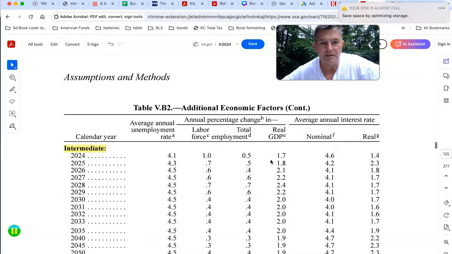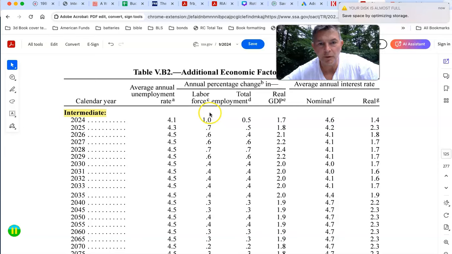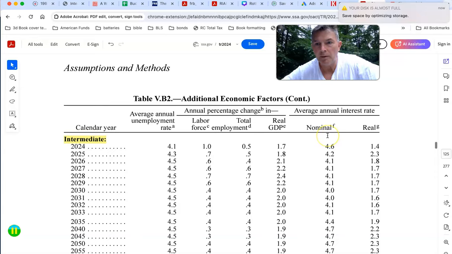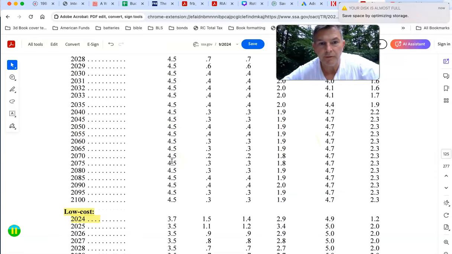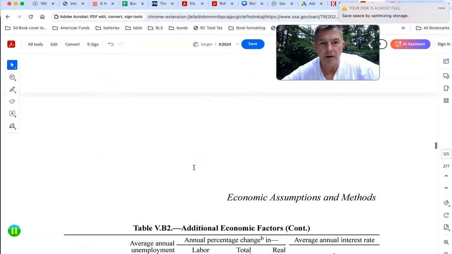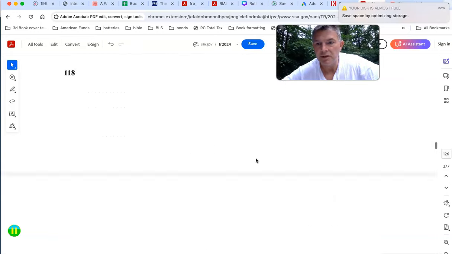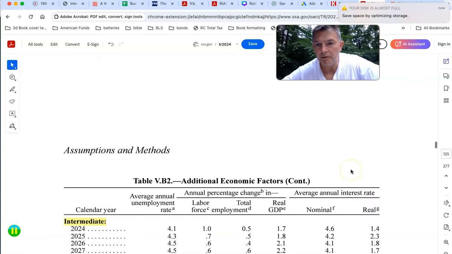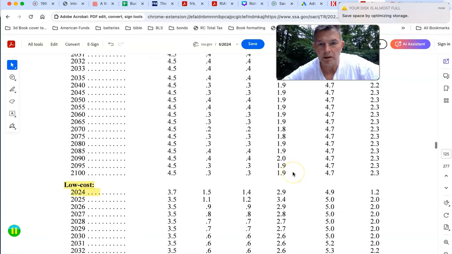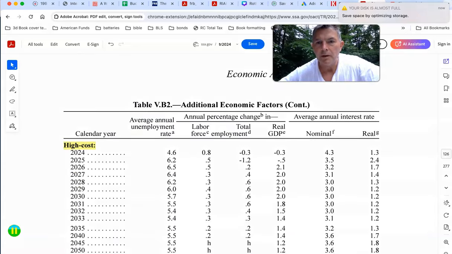I got other stuff in here that's just fun. Additional economic factors. I just enjoy this very much. Labor force participation, total unemployment, real GDP, real net of inflation, nominal interest rates, real interest rates, unemployment rates, intermediate unemployment rates 4.5, low cost is 3.5, high cost is 5.5. And you can see the GDP right here. There's COLAs, I should say, for intermediate. I don't have the COLAs in here. It was on the other graph. Did I show you guys the other graph? I can't remember. But it was 2.4. So there you go, man.